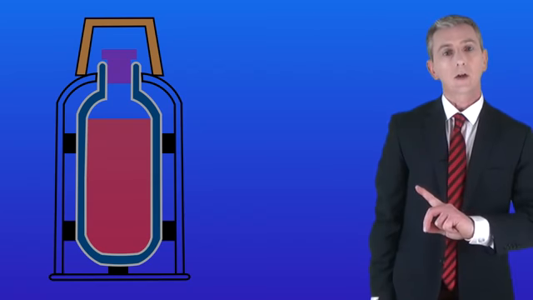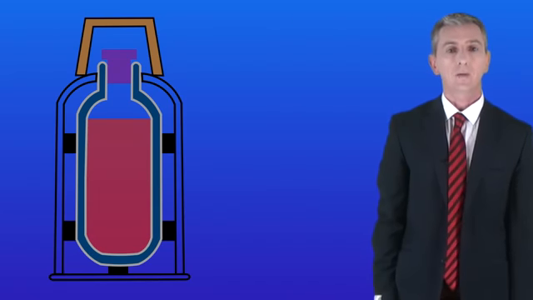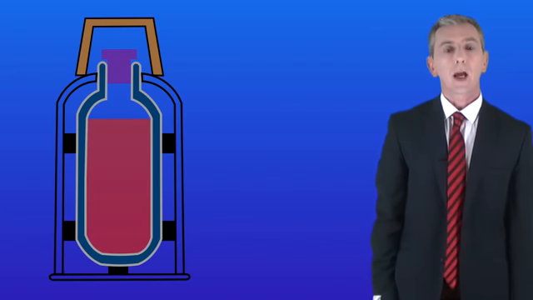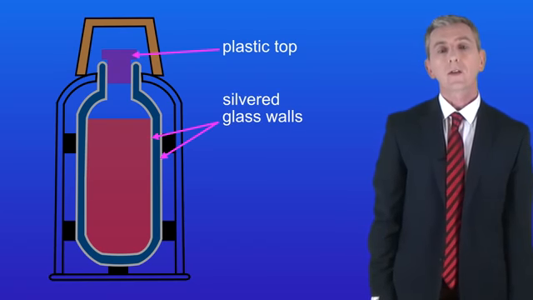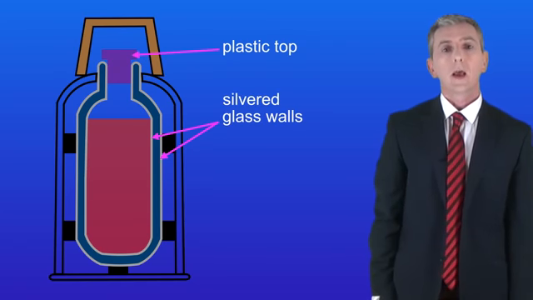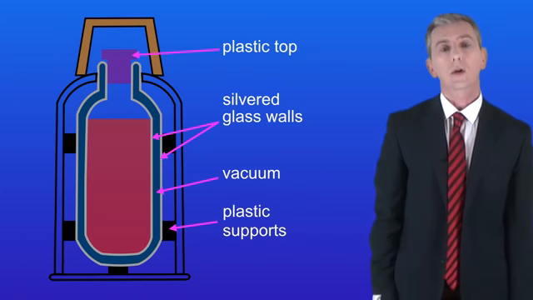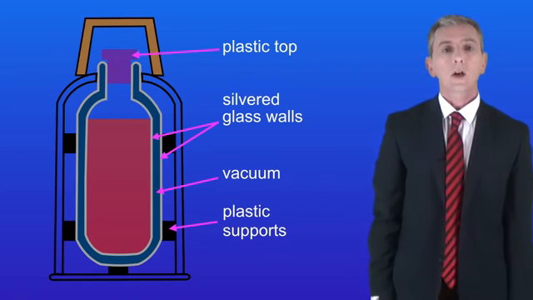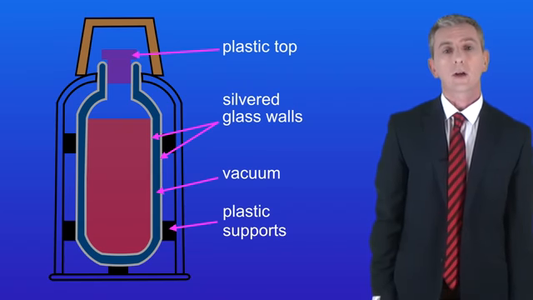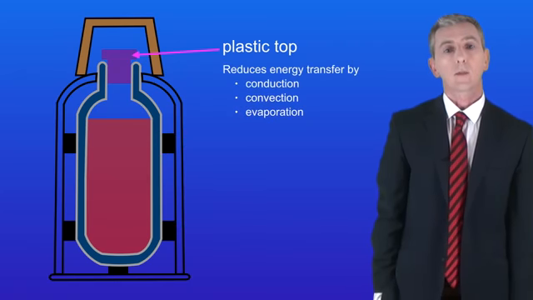I'm showing you here a drawing of the inside of a vacuum flask. We can see that we have a plastic top, silvered glass walls, a vacuum between the glass walls, and plastic supports. We're going to look at how each of these reduce the transfer of heat energy. We'll start by looking at the plastic top. This reduces energy transfer by conduction, convection, and evaporation.